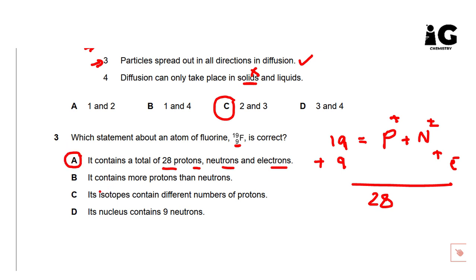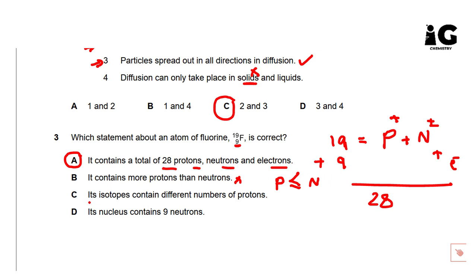If you check the rest of the choices, here you have, it contains more protons than neutrons. So this is not correct, because this is not only in fluorine, by the way, guys. This is in atoms in general. You will not find in any atom protons more than neutrons. Okay, so we could say here something to be memorized: protons are usually less than or equal to neutrons, but can't be more than.